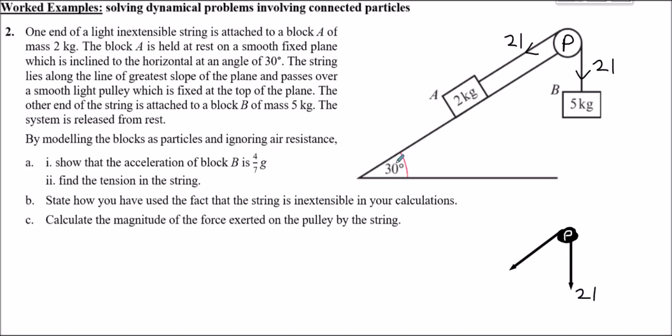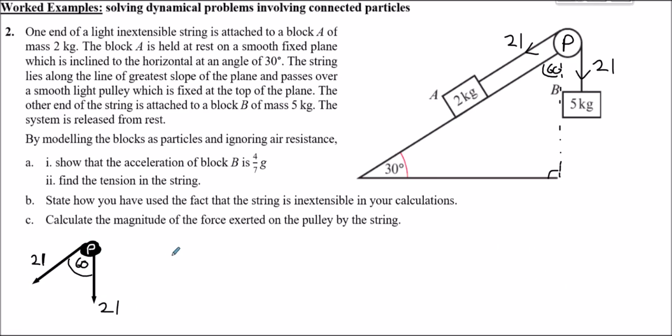Now using some simple trig, if that's 30, that'll be 90. This angle here is going to be 60. So we can label in this angle as 60, and the magnitude of that's 21. So if we consider components going down and across for P, if I just take this diagram actually and move it across.